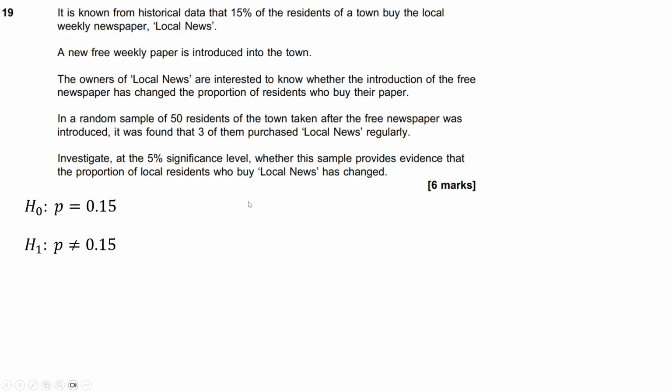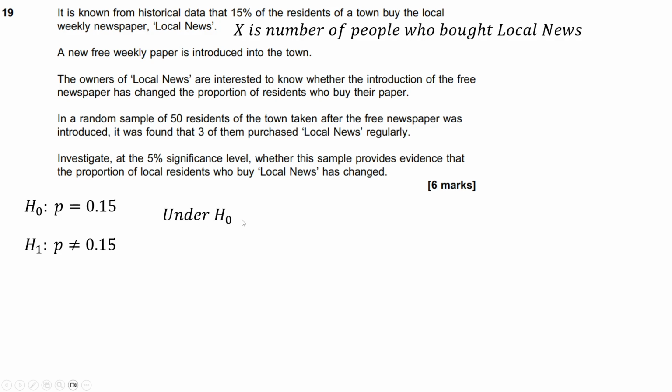So this is a two-tailed test. We can say X is the number of people who bought the local news, and distribute that under the null hypothesis as binomial with sample size 50 and probability 0.15. First of all, how do we know whether to check the upper tail or the lower tail? One way is that the mean is just np, so mu is np, which is 50 multiplied by 0.15, which is 7.5.